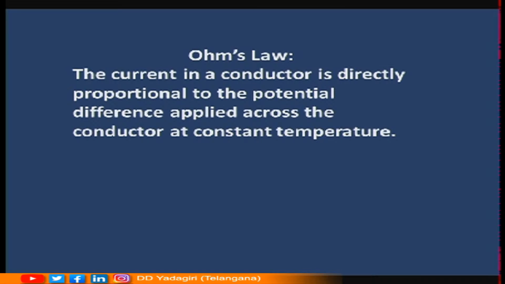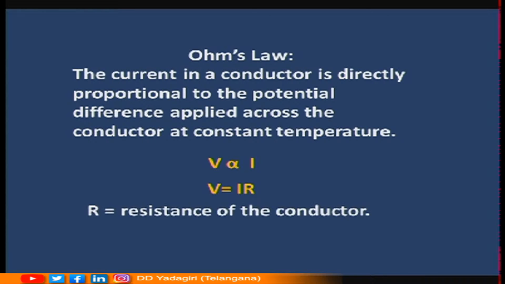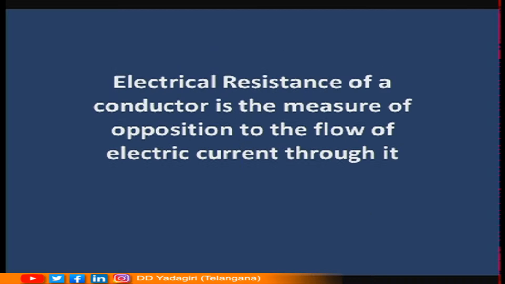Ohm's law: the current in a conductor is directly proportional to the potential difference applied across the conductor at constant temperature. V is proportional to I and V is equal to IR, where R is the resistance of the conductor. Electrical resistance of a conductor is the measure of opposition to the flow of electric current through it.